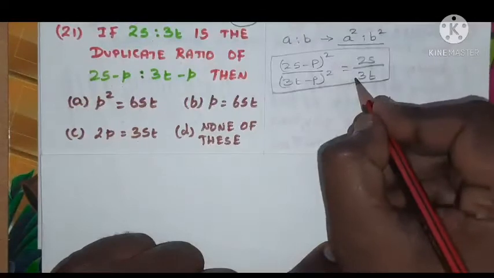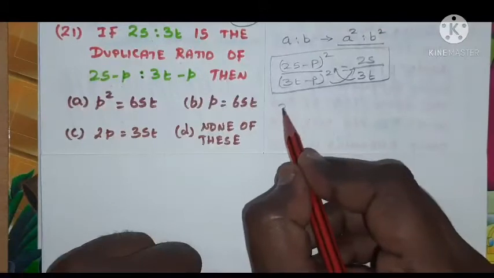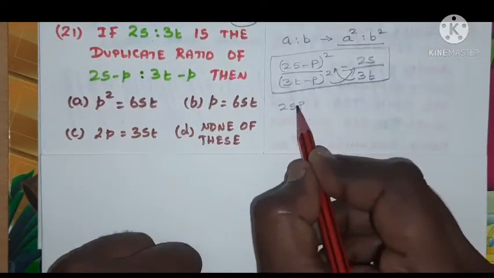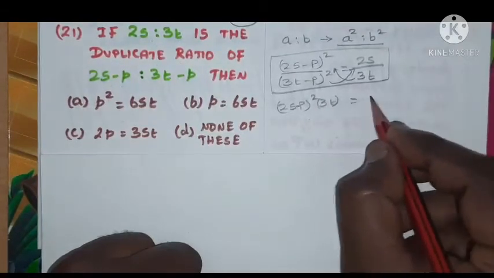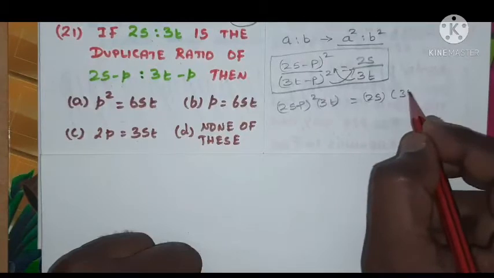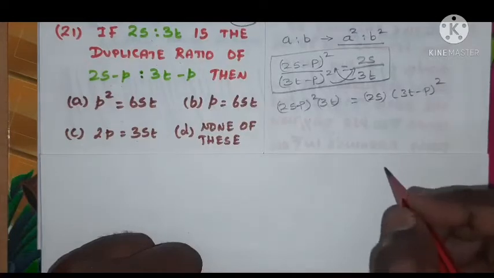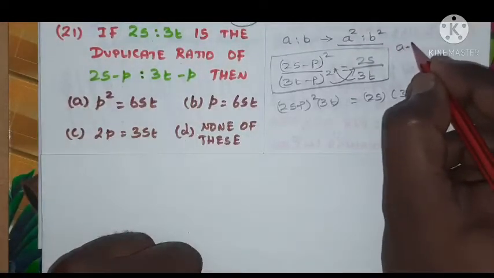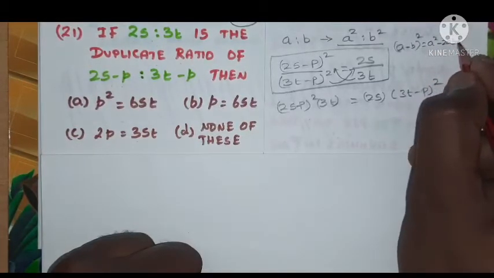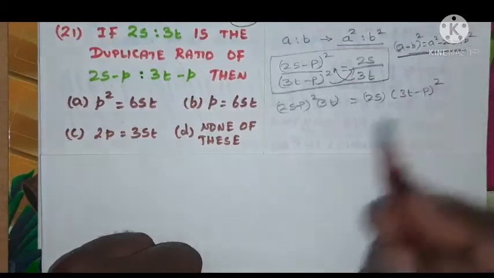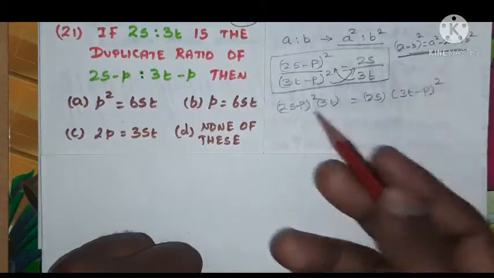So now what we'll do, 3t will go to the left hand side and (3t − p)² will go to the right hand side. So (2s − p)² into 3t is equal to 2s into (3t − p)². Now we need to use one basic algebraic formula, that is (a − b)², which we know is a² − 2ab + b², right? Apply it here, (2s − p)² is in the form of (a − b)², right? Apply this formula here.